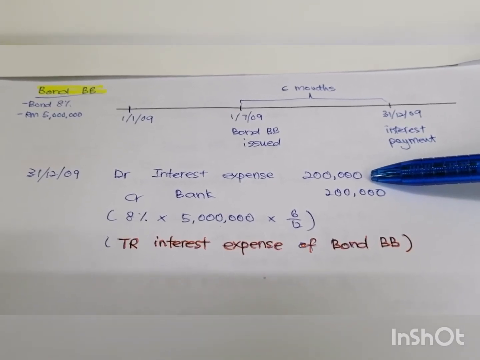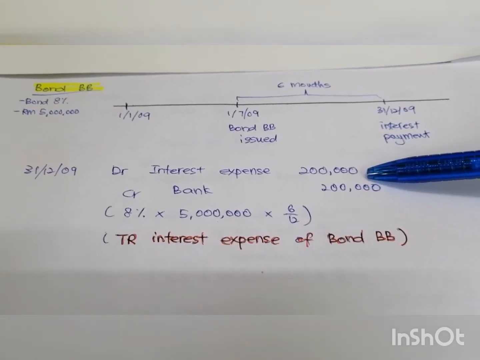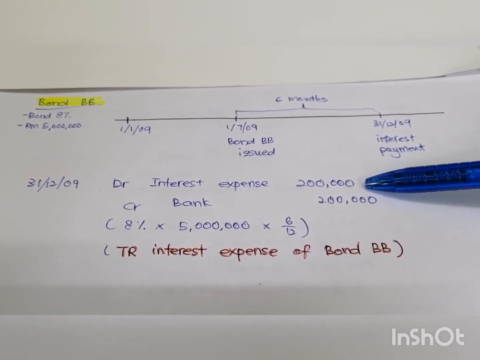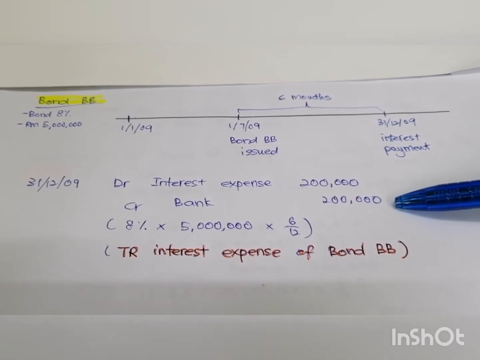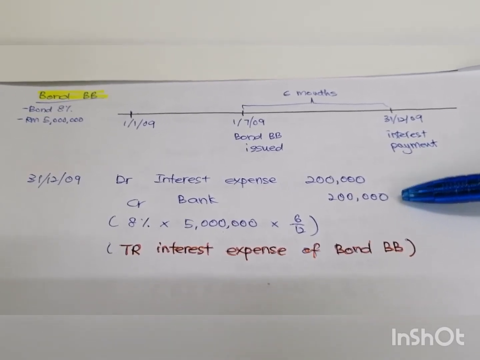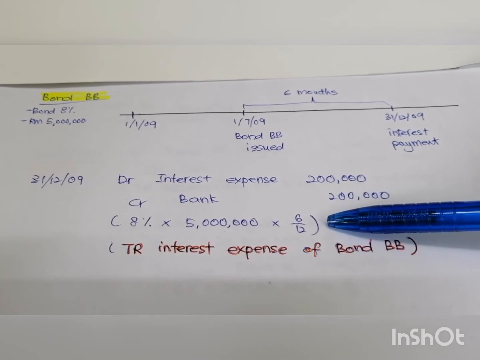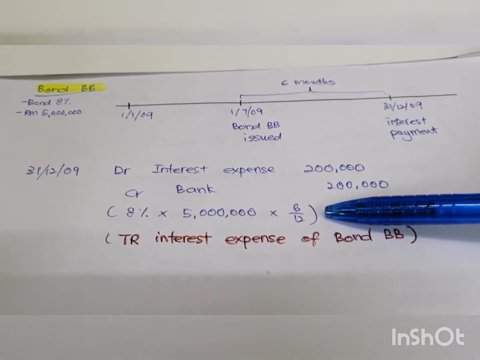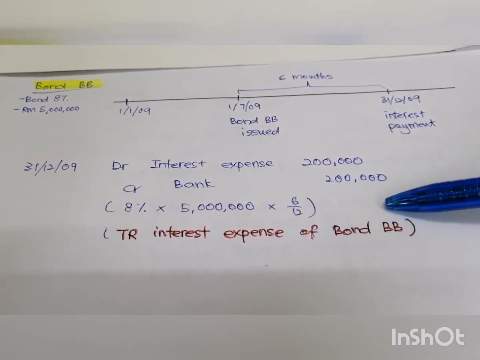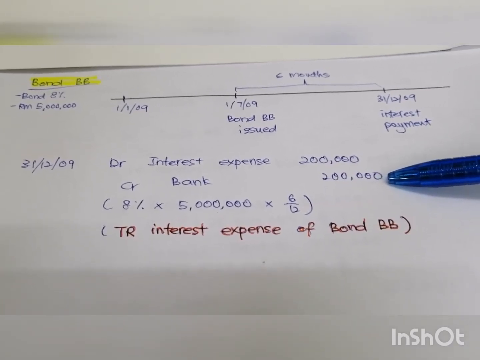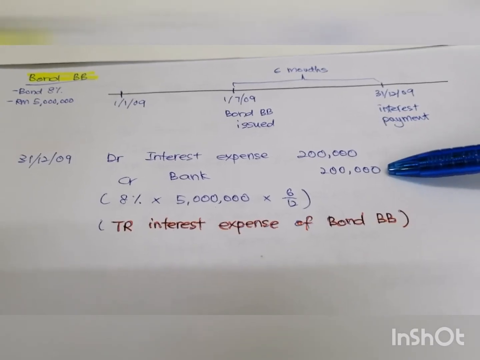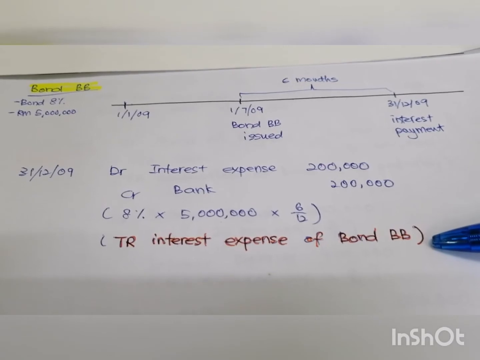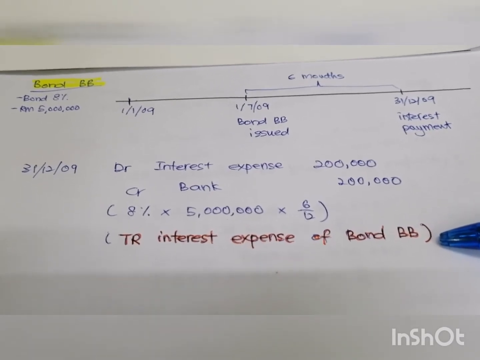On 31st December 2009, we shall debit interest expense 200,000 and credit bank 200,000. How do I calculate this one? Because this is the bond of 8%. So 8% times 5 millions times 6 months. That's why you got 200,000. Okay, so now look at the explanations to record the interest expense of bond BB.